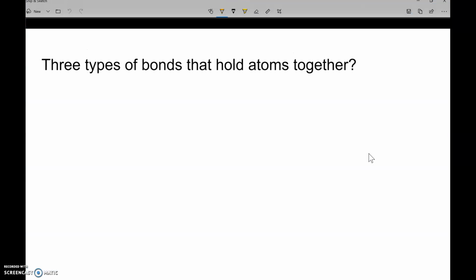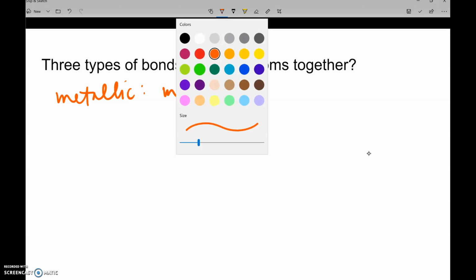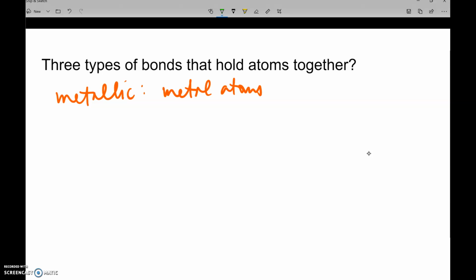Okay, welcome back. So one type is metallic. A metallic bond is just made up of metals, metal atoms. We're not going to use those when we're talking about electrolytes, because if you've ever put a piece of metal in water, does it dissolve, or does it usually sink and it's just a chunk in the water?